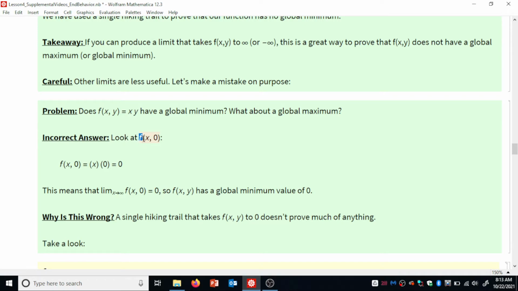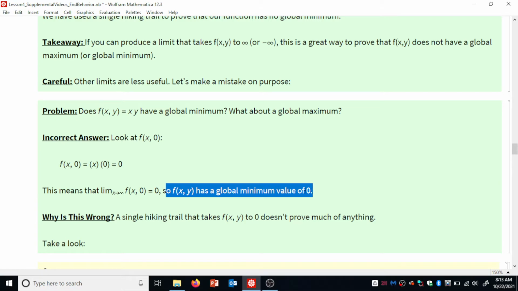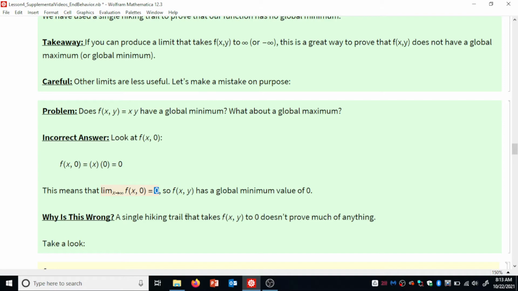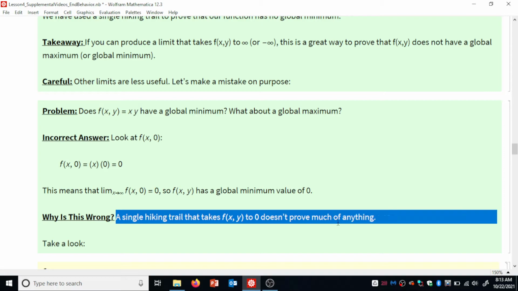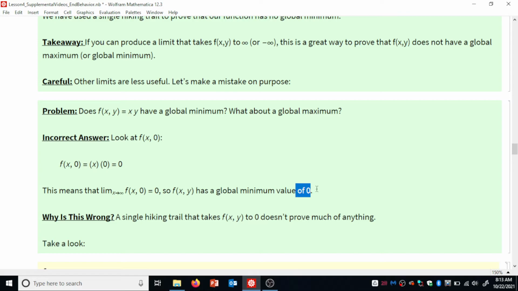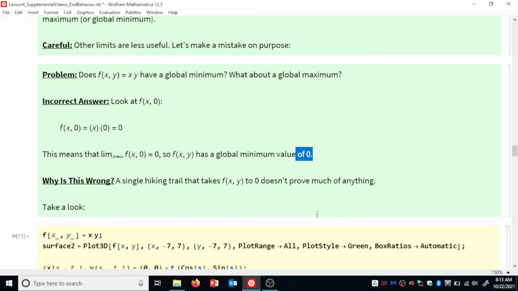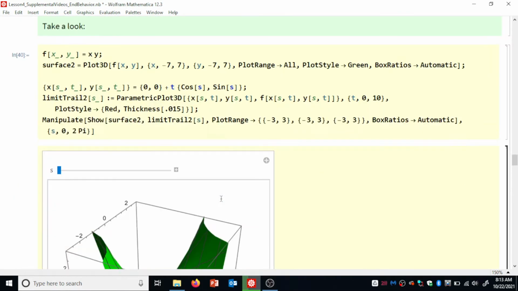So I'm going to evaluate my function at f of x comma 0. Okay, so f of x comma 0 equals 0. So the limit as x goes to infinity of f of x, 0 equals 0. And so if you're not careful, you'll say, oh, that means that f of x y has a global minimum at 0, because I followed a single hiking trail and it went to 0. Well, okay, a single hiking trail doesn't prove that you do have a global minimum. It just proves that there's one way that you can walk to send this function to 0. But that's not the global minimum, it's not the global maximum, it's just a single hiking trail.